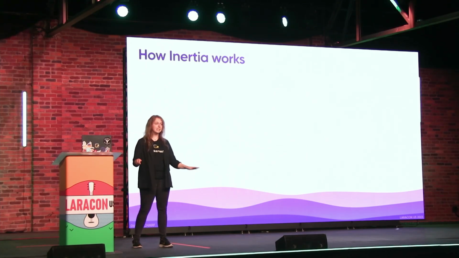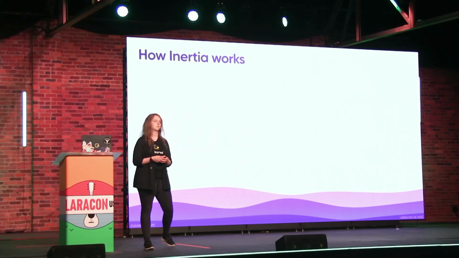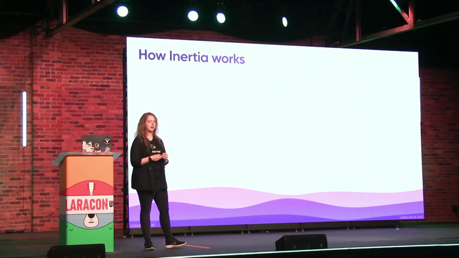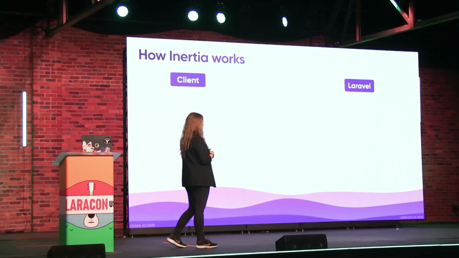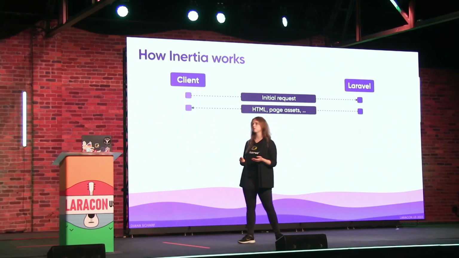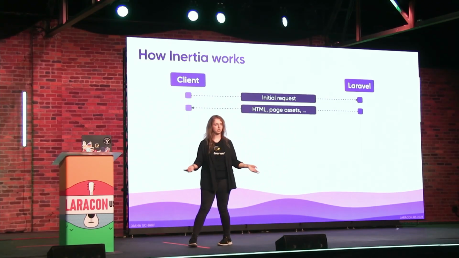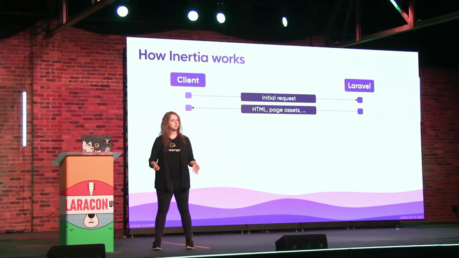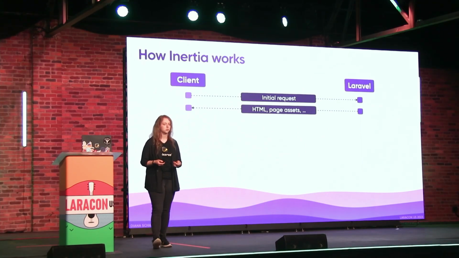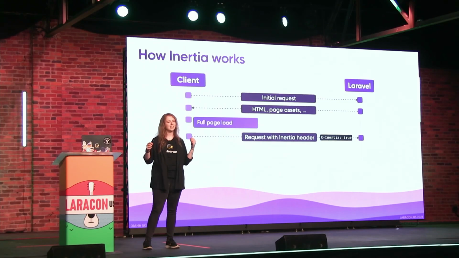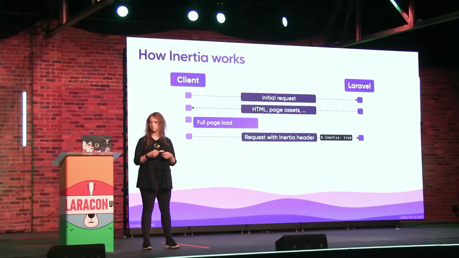Inertia is a single page application, and feels like a single-page application. But you don't need an API, and here's why. For this first initial page request, the server will return HTML, page assets, view components, JSON data, all kinds of stuff that is necessary for this very first page. And this will result in a full page load, that's obvious. But after that, Inertia can intercept your requests.